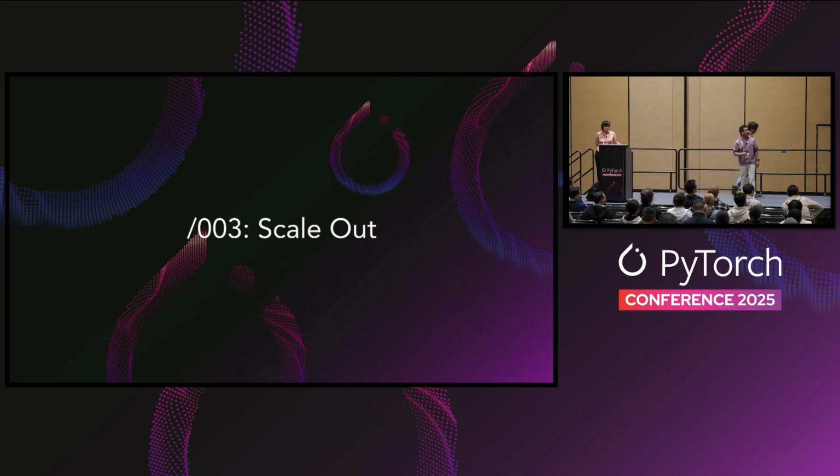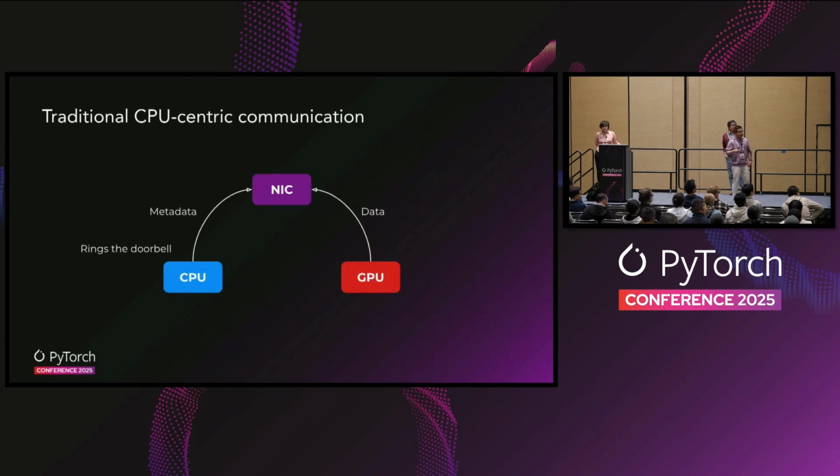Thank you, Chien-Chin. Yeah, we really don't want to stop there. So we want your kernel to be able to go across node access memory. How do we do that? Let's look at how the traditional way works. It actually is a three-party game.